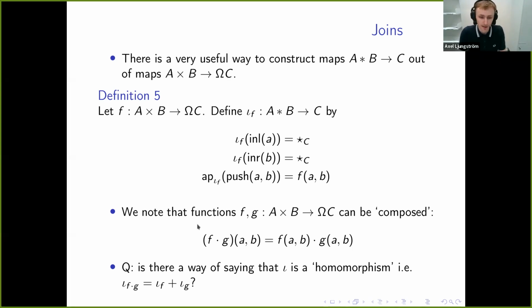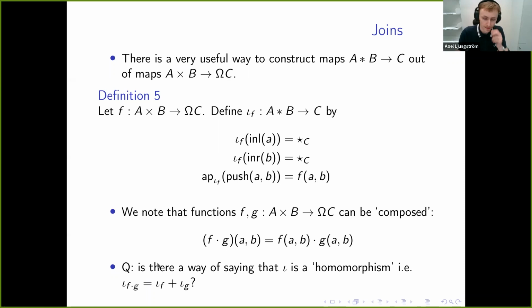So let's now note that if we have two functions, f and g from A cross B into omega C, we can compose them by just applying path composition pointwise. So f composed with g at a b would just be f a b composed with path composition with g a b.